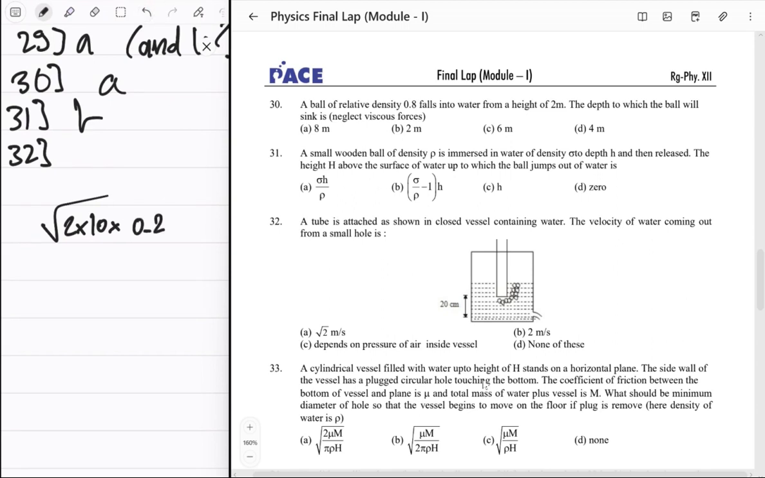Ooh, that's bad. It's like 1/5. Fine. So square root of 4 basically. That's 2. So 2 meter per second, which is B. Next question. 33.